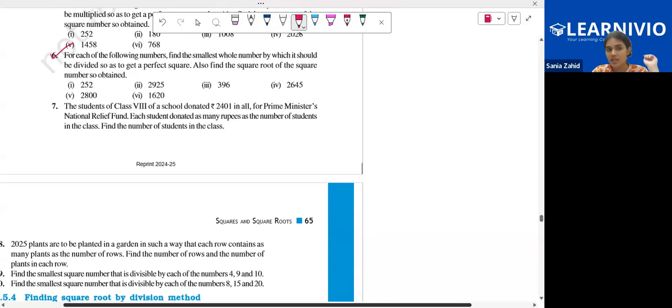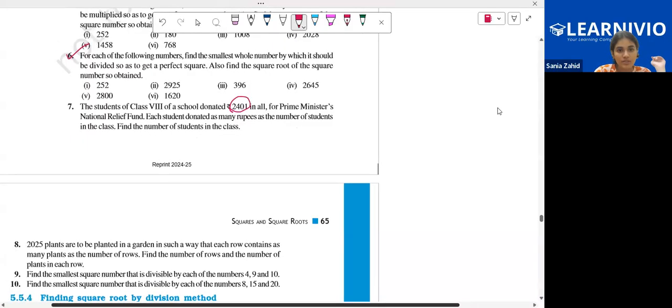Now, what is the question 3? The students of class 8th of a school donated rupees 2,401 in all for Prime Minister's National Relief Fund. Each student donated as many rupees as the number of students in the class. Find the number of students in the class. So now you have to calculate how many students are there in the class. See, one student is donating as many rupees as the number of students in the class. So what you will do, you will find the square root of 2401 to calculate the number of students. Right? So that is how you will get the number of students. So how can we find the square root of 2401?